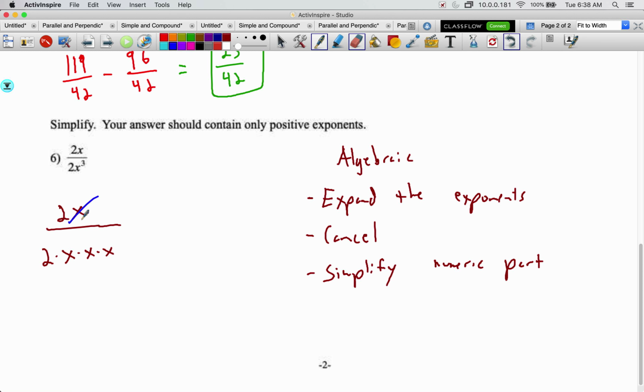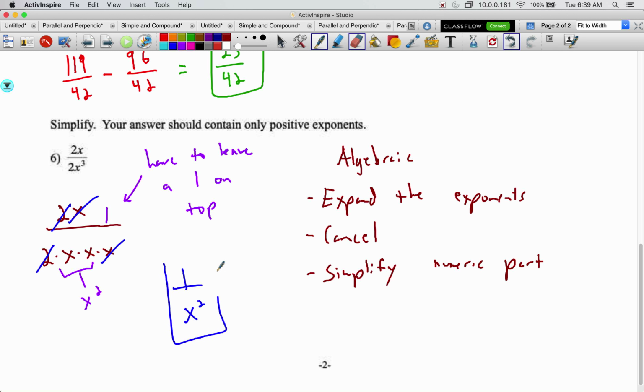Now when we cancel, I can just cross out an x from the top and the bottom. And then for the numeric part, 2 over 2, that just becomes a 1 over 1. That cancels as well, but I have to leave a 1 on top. You have to leave a 1 on top. And then we're going to put this back together as an x squared. So in the very end, we're left with 1 over x squared.